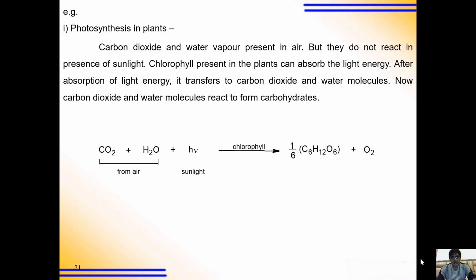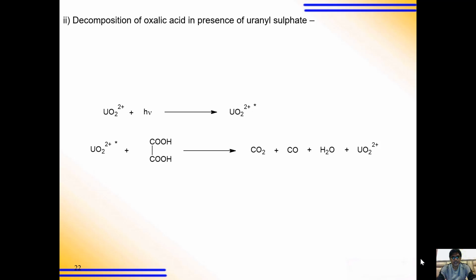So the carbon dioxide and water molecules, in the presence of light and chlorophyll pigment A, absorb the energy. Chlorophyll A absorbs the energy and transfers it to the carbon dioxide and water molecules. Now the carbon dioxide and water molecules react with each other and form the fruitful product, that is the carbohydrate. Therefore this photochemical reaction is an example of a photosensitization reaction, because chlorophyll A acts as a photosensitizer.